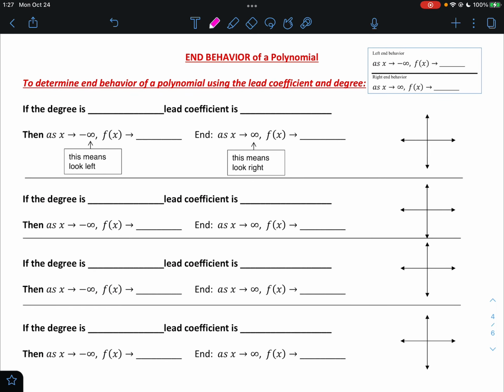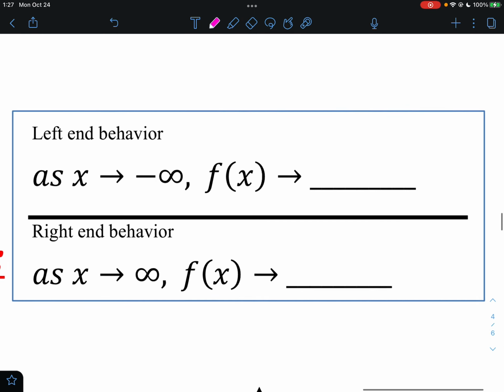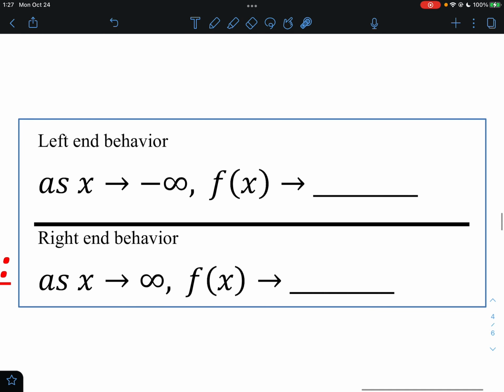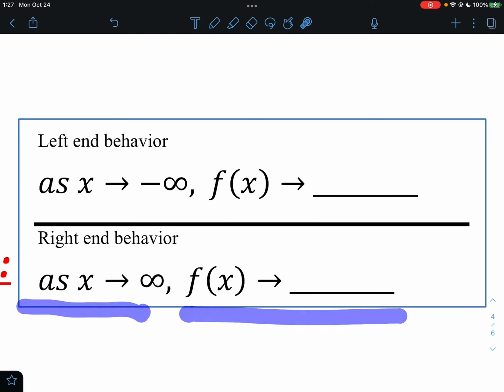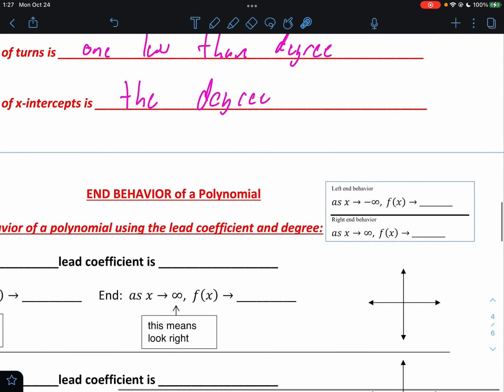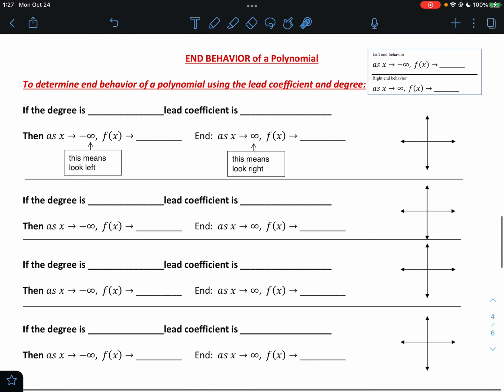All right, the last thing we're going to talk about here is end behavior. This is how we write end behavior in algebra. As x goes to negative infinity, what does y go to? As x goes to positive infinity, what does y go to? How do we know? We look at two things. We look at the degree and the leading coefficient. So let's start with if the degree is even and the leading coefficient is positive.